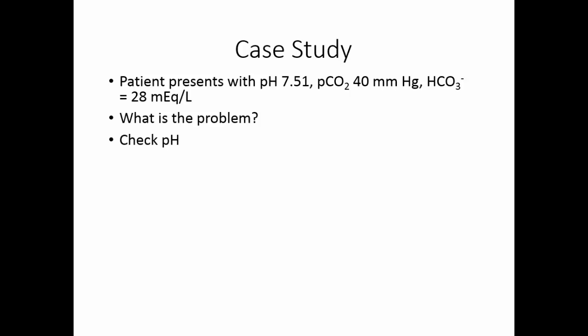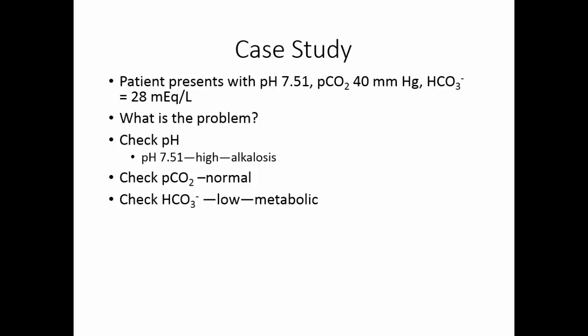Well, let's look at the pH first, because that's the easiest thing to do. His pH is 7.51. That's above 7.45. It's high, so he has some sort of alkalosis. How do we determine what kind of alkalosis? Well, we look at the PCO2 and the bicarbonate levels. His PCO2 is normal, so he doesn't have a problem with his respiratory system, but his bicarbonate level is high. This means he has a metabolic problem because bicarbonate tells you it's metabolic. So his condition is metabolic alkalosis.